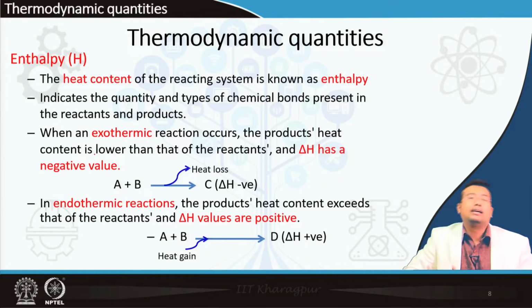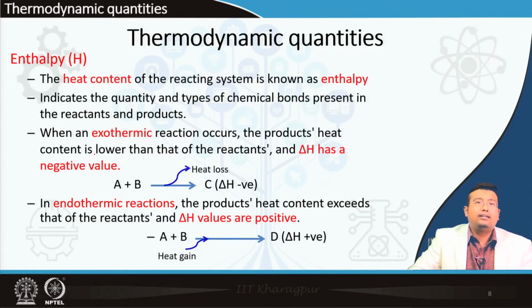So what is enthalpy? It is denoted by capital H. It denotes the heat content of the system. How much heat is present in the system? How do we determine how much heat is present in the system? It is determined by the total amount and quantity of chemical bonds that are present in the reactant and product. Suppose A plus B is reacting to form C. The amount of chemical bonds present in A, in B, and in C will actually determine the total enthalpy.